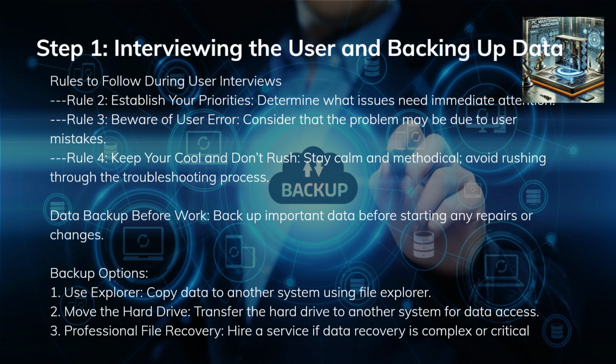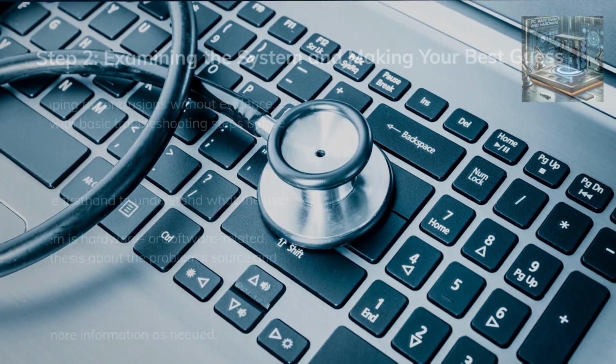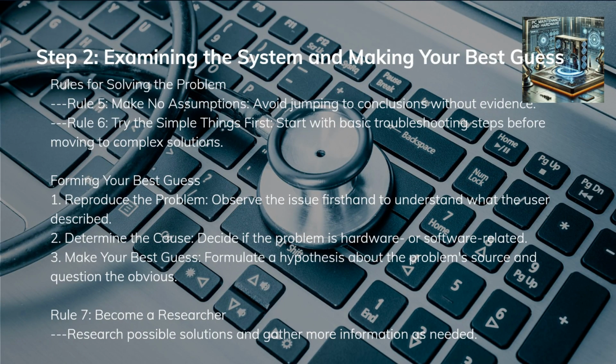Before you start working on the computer, always back up any important data. You can do this by using File Explorer to copy data to another system, moving the hard drive to a different machine, or hiring a professional file recovery service. As you begin solving the problem, keep in mind Rules 5 and 6. Rule 5. Make no assumptions, always verify the facts. Rule 6. Try the simple things first. Sometimes the quickest fixes are the most effective.